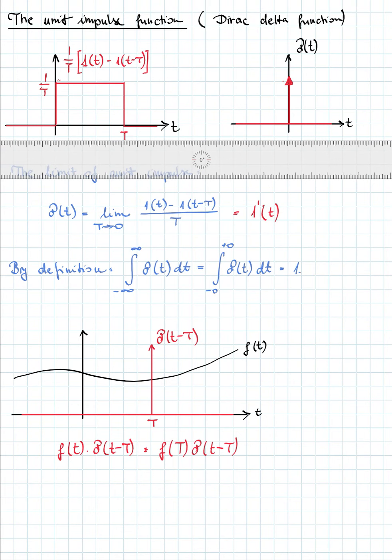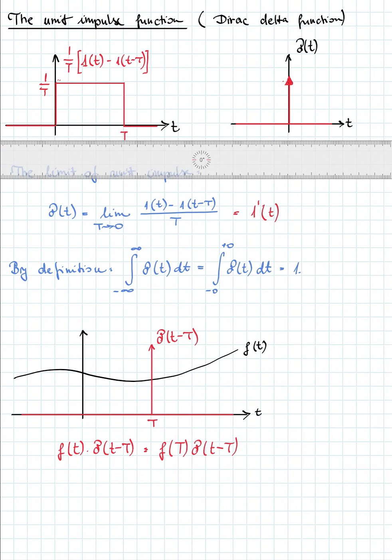So let us start with the window function, which is 0 everywhere except the time interval 0 to capital T. The value of the function is not 1, but 1 over capital T, and this is why the area of this function is equal to 1. It is capital T wide and 1 over capital T high, so the area of this function is 1. This is why we are going to call it the unit impulse function.